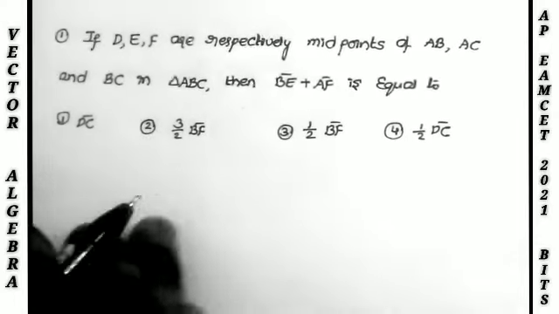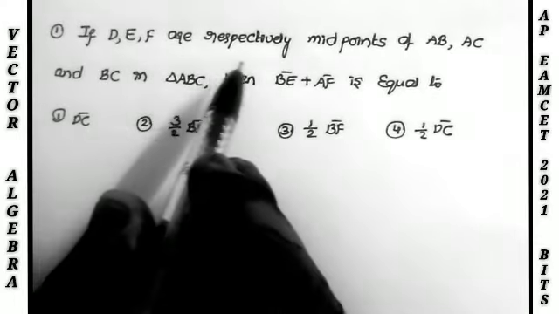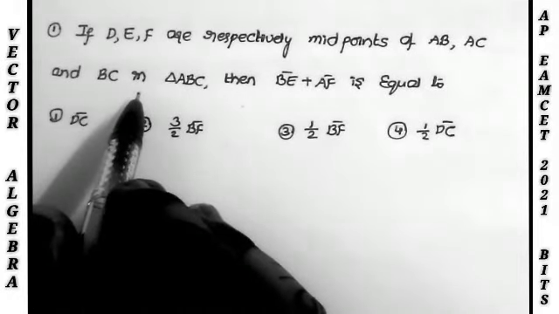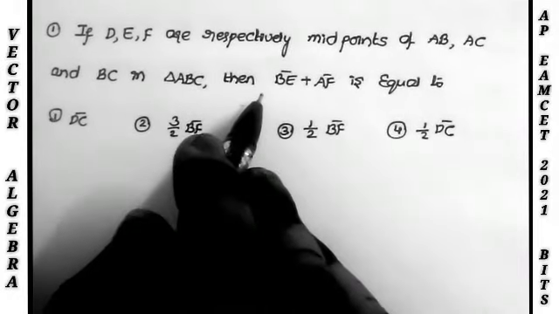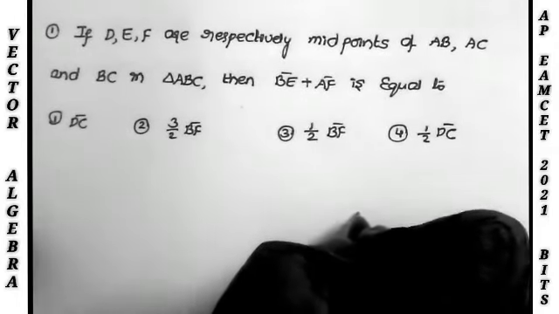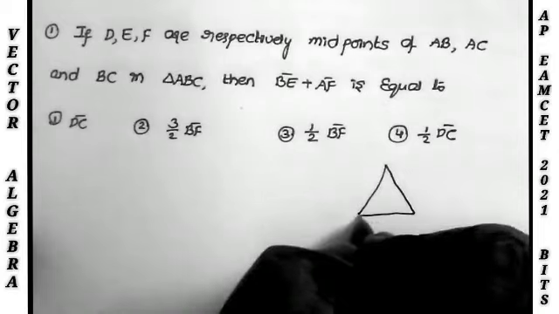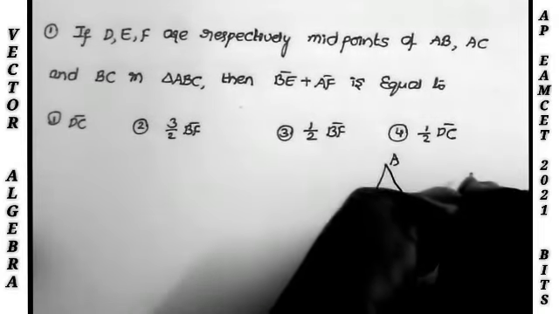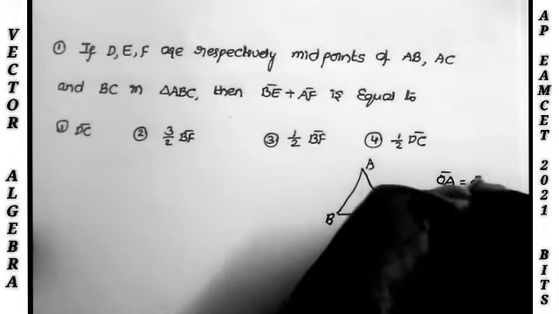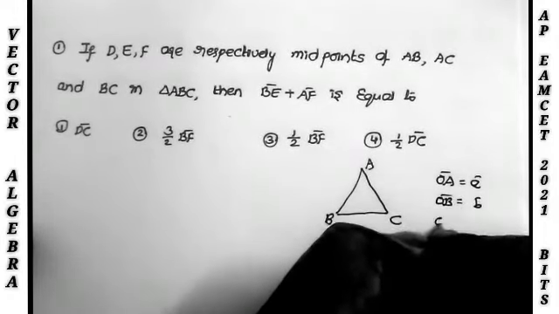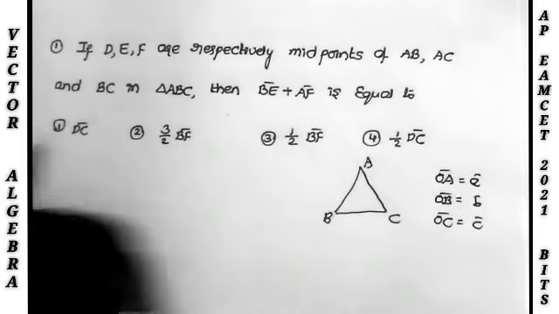The first problem. If D, E, F are respectively the midpoints of the sides AB, AC and BC in a triangle ABC, then what is the value of BE bar plus AF bar? This is the given question. So, in the triangle ABC, we take the position vectors of the points as OA bar equals A bar, OB bar equals B bar, and OC bar equals C bar.